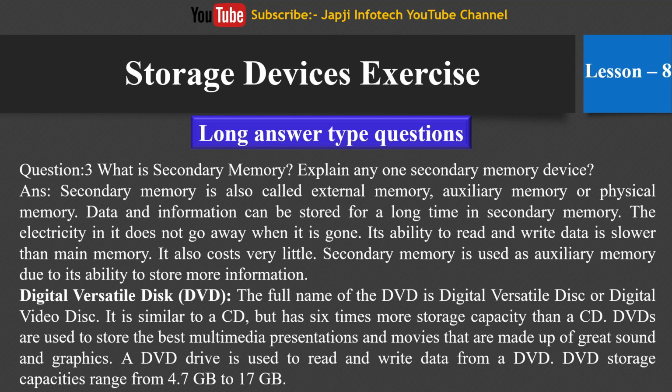And the first secondary memory device is digital versatile disk, that is DVD. The full name of the DVD is digital versatile disk or digital video disk. It is similar to a CD but has 6 times more storage capacity than a CD. DVDs are used to store the best multimedia presentations and movies that are made up of great sound and graphics. A DVD drive is used to read and write data from a DVD. DVD storage capacity ranges from 4.7 GB to 17 GB.